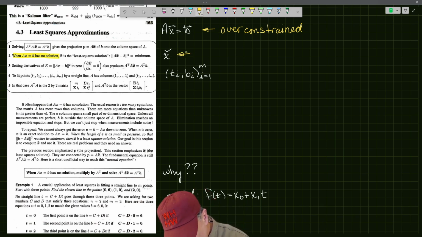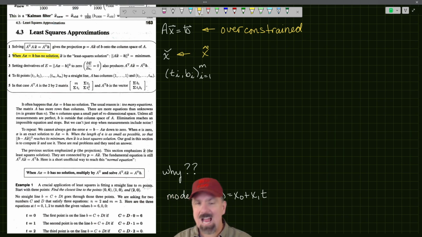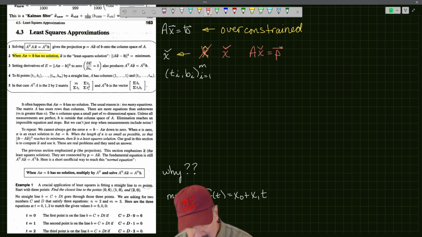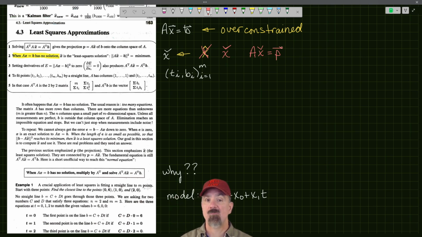First of all, Strang uses x hat for his solution to the least squares problem. Because we use hat for unit vectors, I am not going to use that notation. I'm going to use x chevron instead. So this is not going to be used, and what I will use instead is the x chevron, so that Ax chevron is equal to p, where p is actually the projection of b into the column space of A, and we'll talk more about that. That's going to be the solution to the least squares problem.